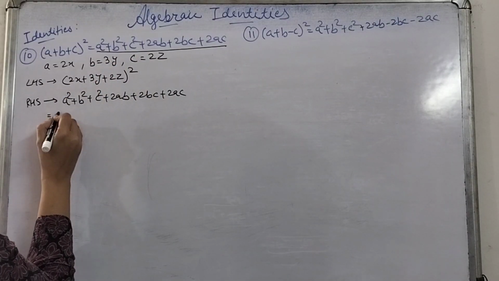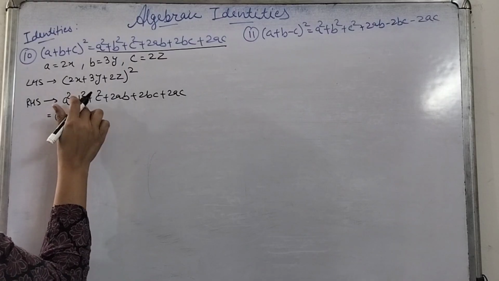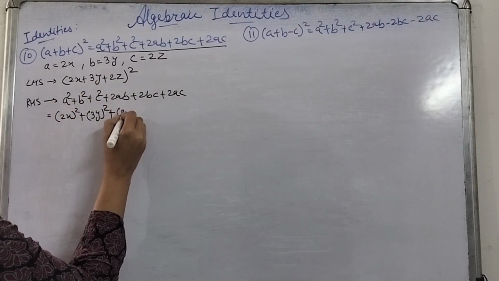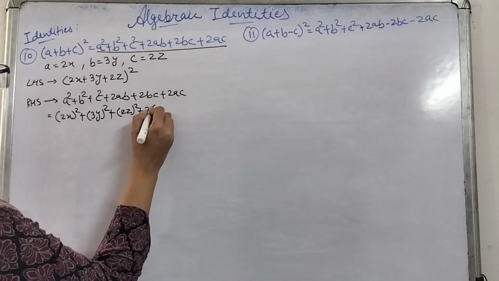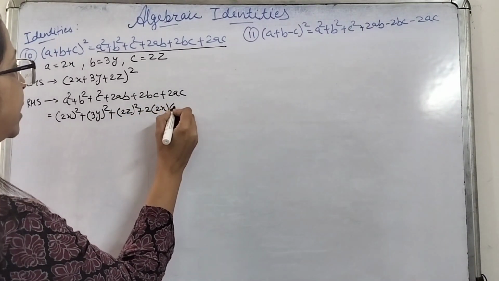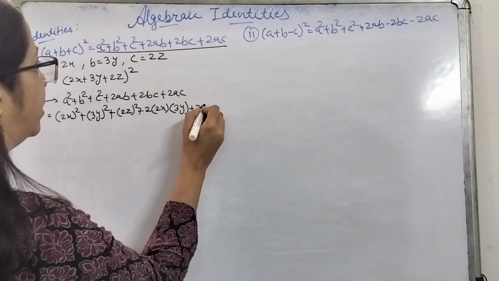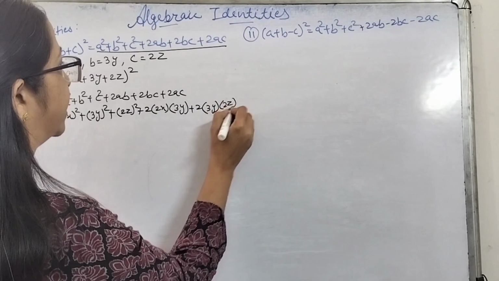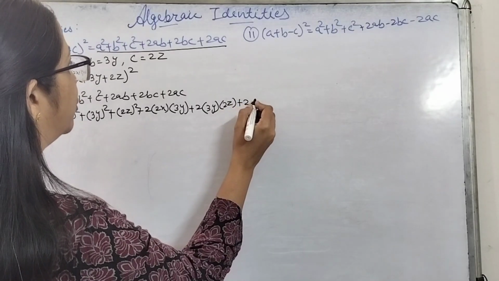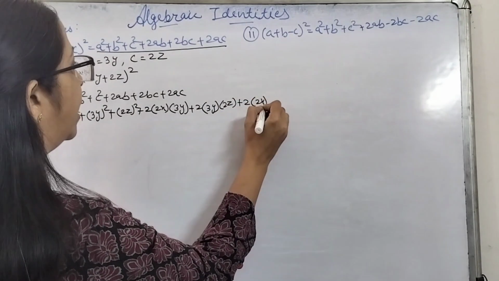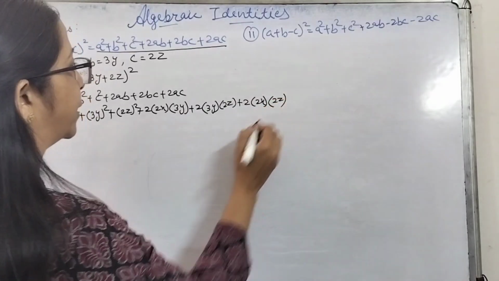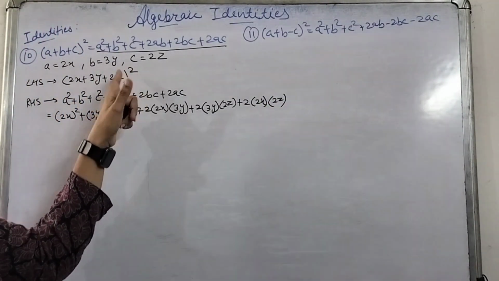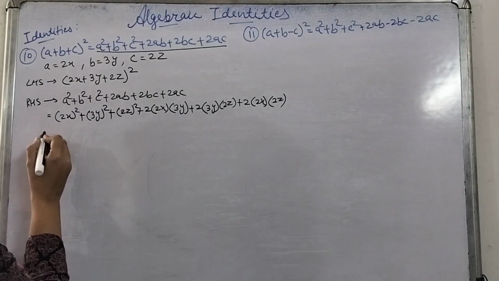So your answer will be 2x whole square. Instead of b, we will be writing 3y whole square. Instead of c, we will be writing 2z whole square, plus 2 into a, which is 2x, b is 3y. Plus 2 multiplied by b, which is 3y, and c is 2z, plus 2 into ac, a is 2x and c is 2z. This is how the expansion of 2x plus 3y plus 2z whole square will be. Now we will be solving it further.